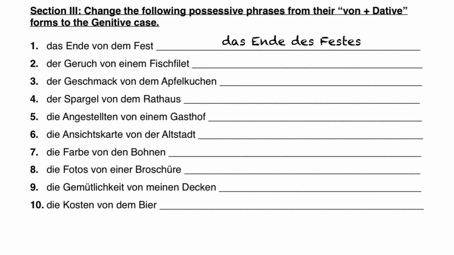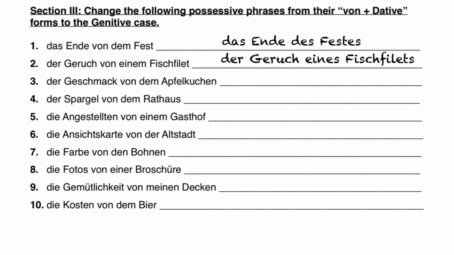In Nummer 2, we have der Geruch von einem Fischfilet. In this one here, we have the smell of a fish fillet. So we would actually not change the first one, take out the von, and you end up with der Geruch eines Fischfilets. In number 3, we have der Geschmack von einem Apfelkuchen.